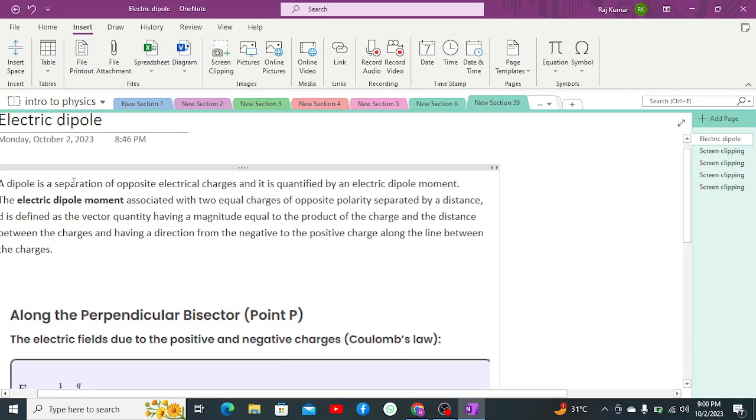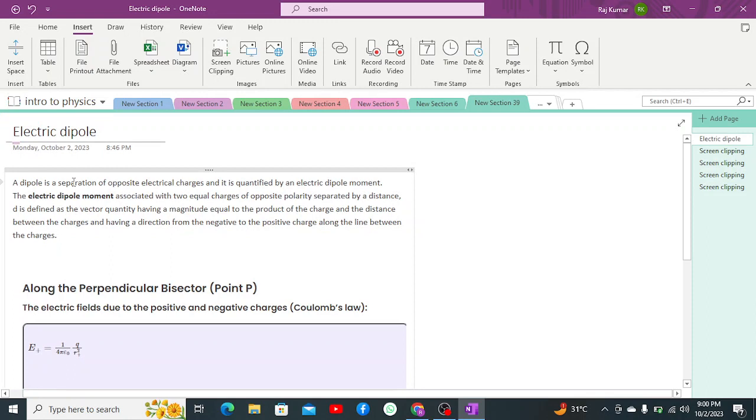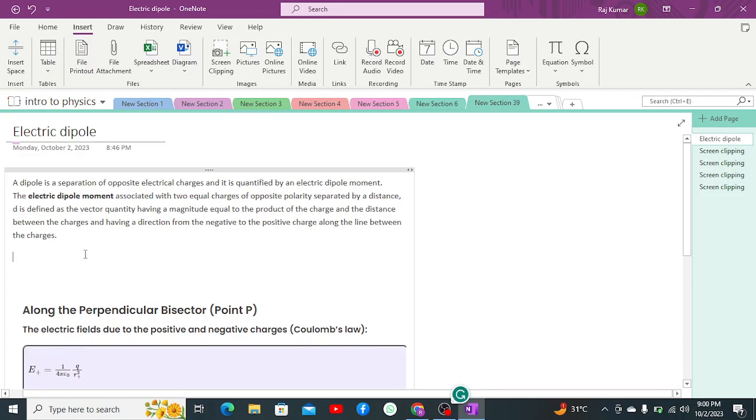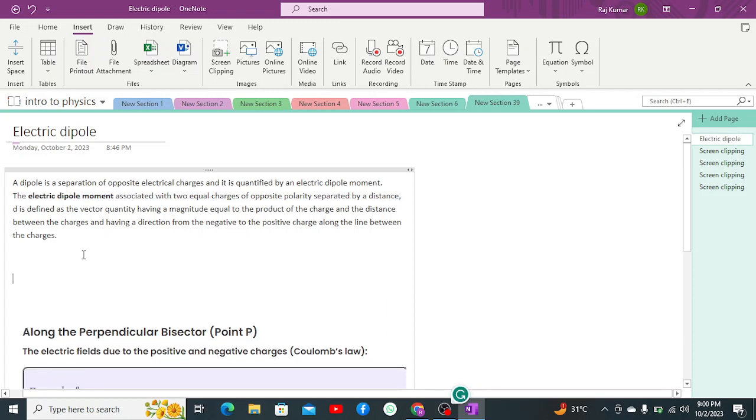A dipole is basically the separation of opposite electrical charges which have the same magnitude but opposite signs. It is quantified by an electric dipole moment. The electric dipole moment associated with two equal charges of opposite polarity separated by a distance d is defined as a vector having a magnitude equal to the product of the charge and the distance between the charges, and having a direction from the negative to the positive charge along the line between the charges, which is the axis between the two charges.